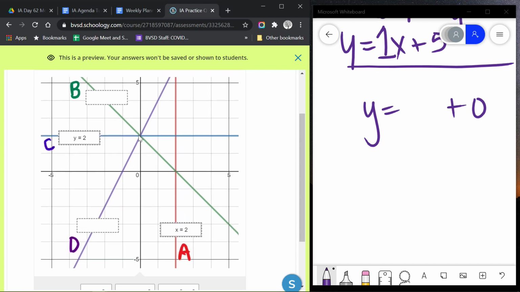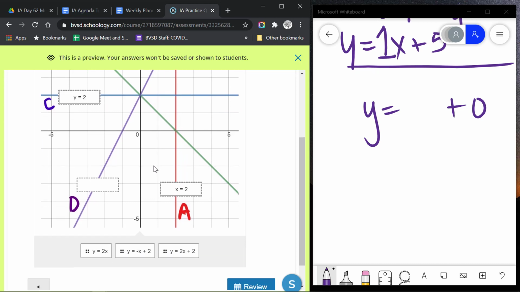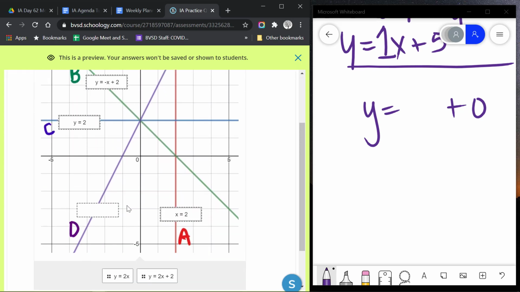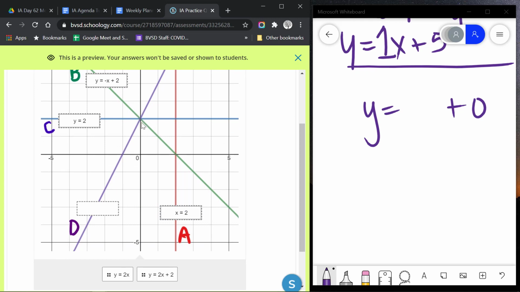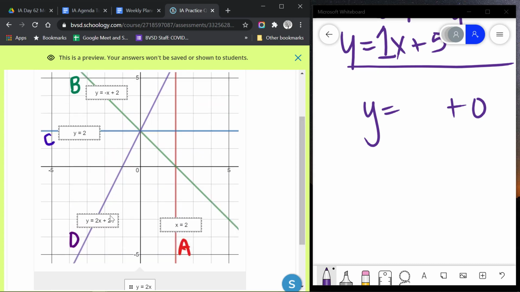And then B, it looks like it has a y-intercept of 2 and a slope that's negative. Aha, and in fact the slope is -1, down 1 over 1. So this matches well for B. And then D, it also has a y-intercept of 2, but I can see its slope goes up 2 over 1. So that must be that one, because the y-intercept is 2 and the slope is 2. So that matches up fine.